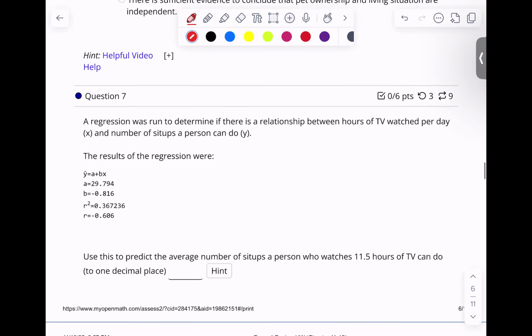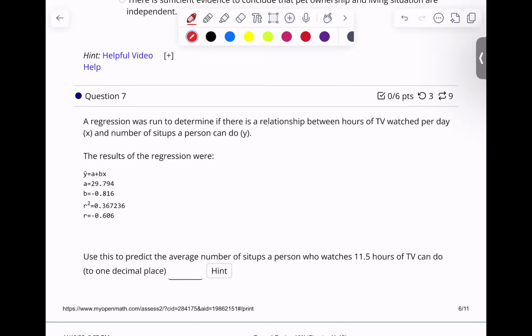All right, very simple. The regression was run to determine if there's a relationship between the hours of TV watched per day and the number of sit-ups a person can do. I think that's funny. The results of the regression are y hat. Again, y hat is the predicted value from your data. So your calculator takes your data, runs a linear regression on it, and gets a predicted value.